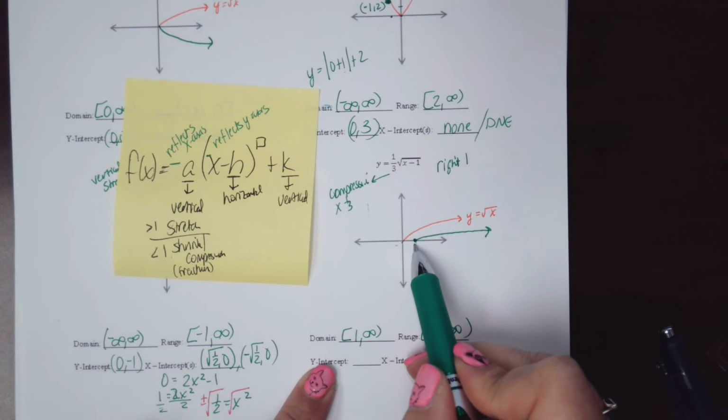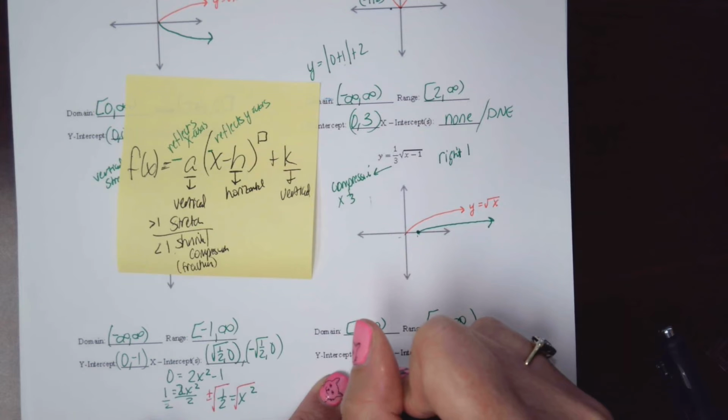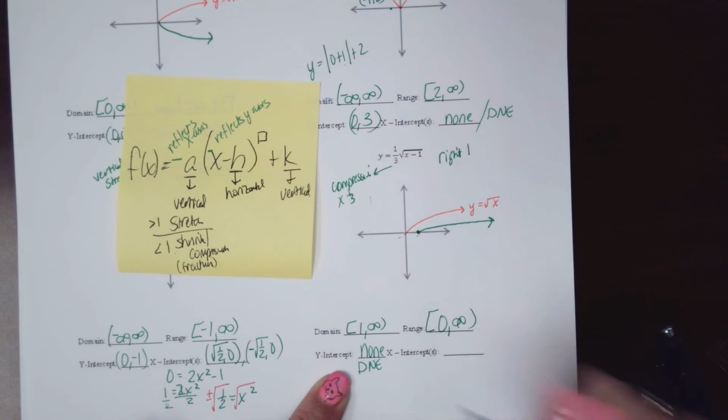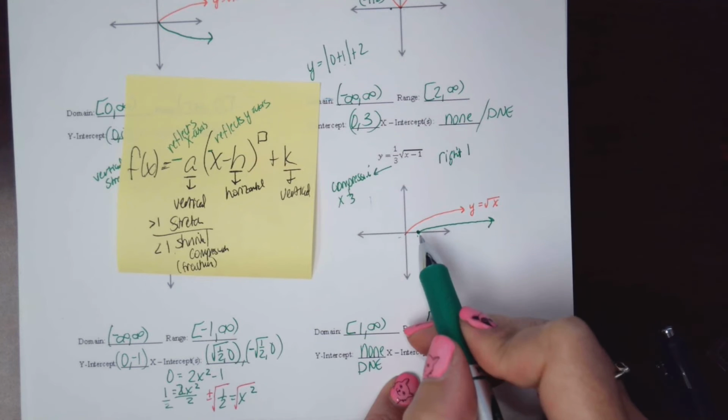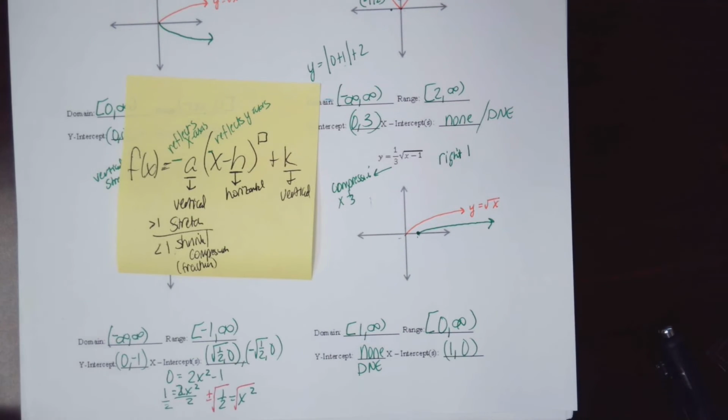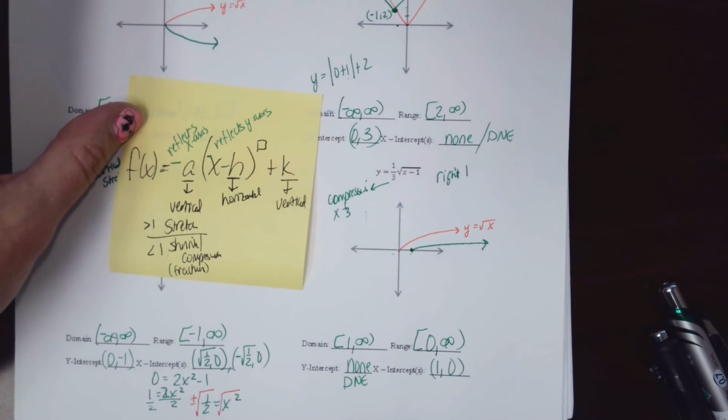Y-intercept. Well, this function is shifted away from the y-axis, does not open in that direction, so there is none. Or I can say does not exist. You don't have to say both. X-intercept is that vertex at 1, 0.